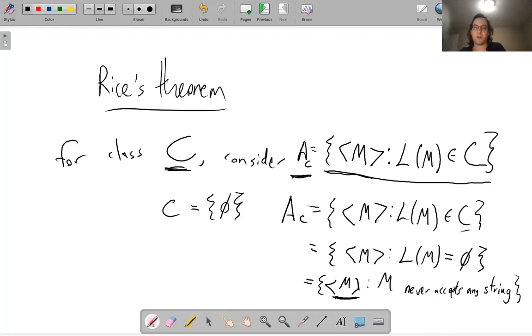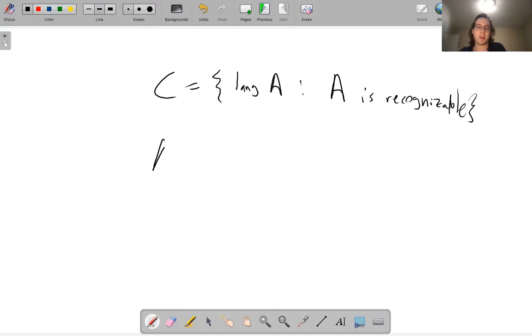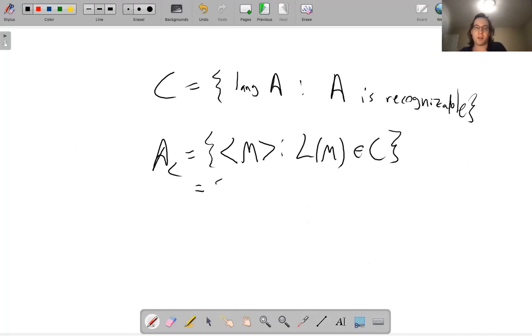And so Rice's theorem is almost saying that this language is always undecidable for all classes C, but not quite, because we can consider C to be the set of all languages A such that A is recognizable. But then in that case, A sub C will be the set of descriptions of Turing machines such that the language of the machine is recognizable.